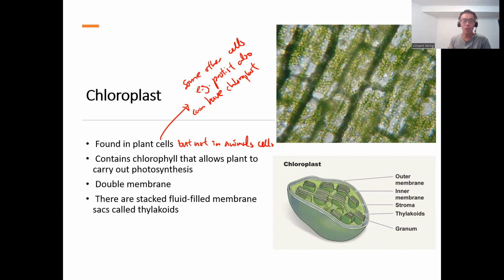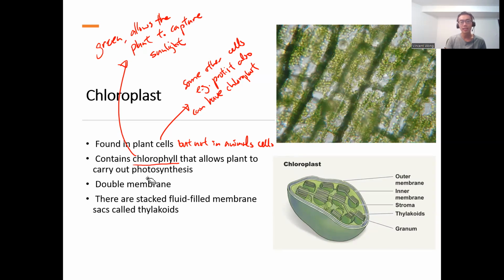Chloroplast contains chlorophyll. Okay, chlorophyll is green. It makes the plant green. If the part of the plant is green, it has chlorophyll. Okay, and the function of it is to carry out photosynthesis. So chlorophyll is green, and it allows the plant to capture sunlight. Using the sunlight, it is going to carry out photosynthesis.